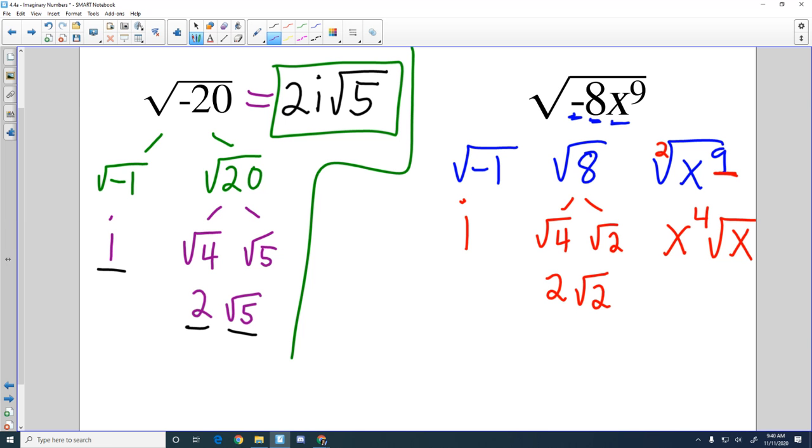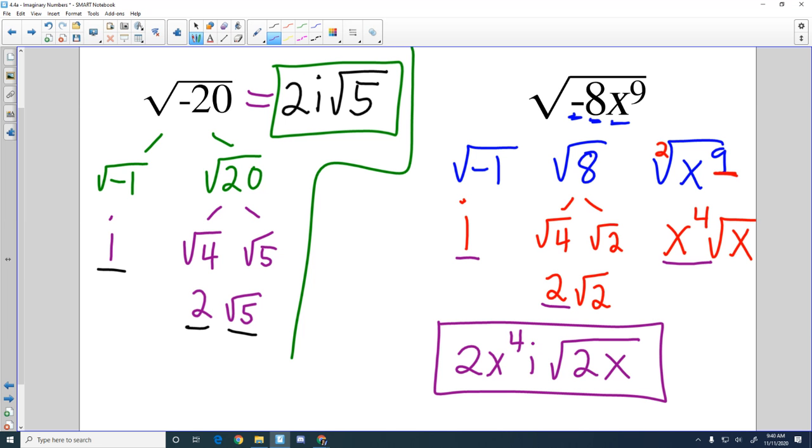So now let's put everything together. All the terms that aren't under a radical come first. There's a 2, an i, and an x to the 4th. Since the i and the x to the 4th, the order of those two doesn't really matter because i is not actually a variable. It is this imaginary number. So you can just write it as 2x to the 4th i. But if you wrote the i second, that's fine also. And then we're going to have our radical with both the 2 and the x underneath. So this is the simplified form of the square root of negative 8x to the 9th.